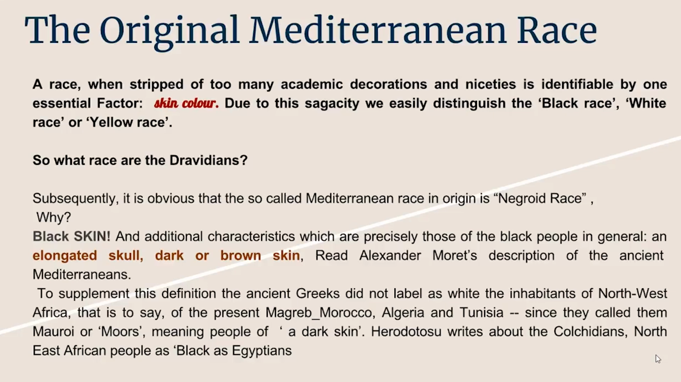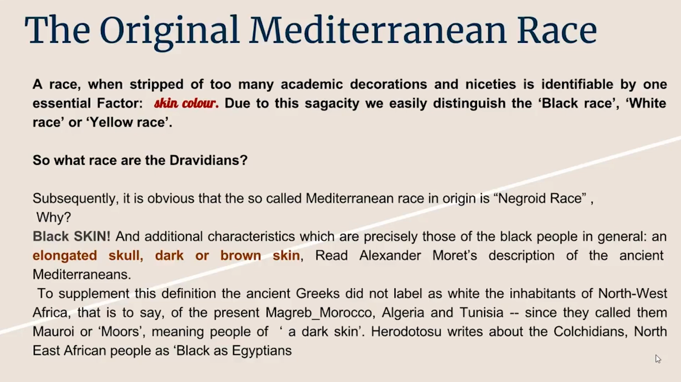To supplement this definition, the ancient Greeks did not label as white the inhabitants of northwest Africa in their times. That is to say, the present Maghreb, Morocco, Algeria, Tunisia, since they called them Mauroi or Moors, meaning people of dark skin. Herodotus writes about the Caucasians, Northeast African people, as black as the Egyptians.